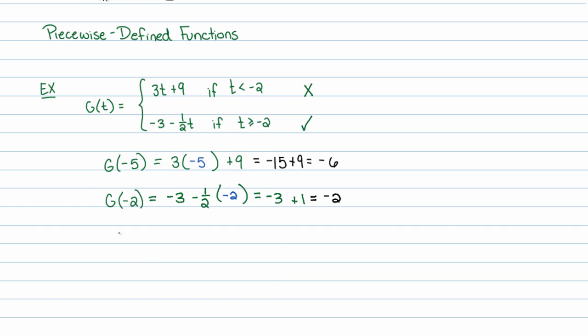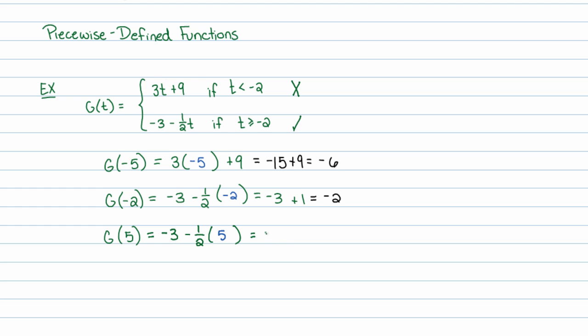As a final evaluation example, let's try g of 5. Again, I'm going to erase those right there. For g of 5, again, I look at my conditions. Is 5 less than negative 2? Definitely not. Is 5 greater than or equal to negative 2? Absolutely. So this will equal negative 3 minus 1/2 times something, and that something is going to be 5.